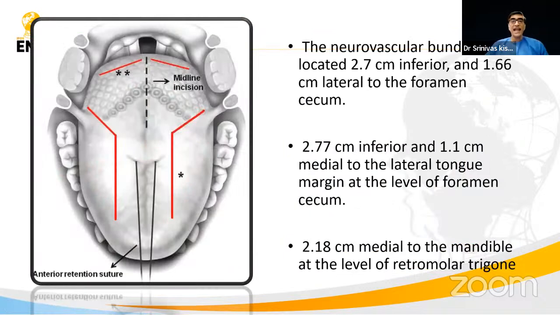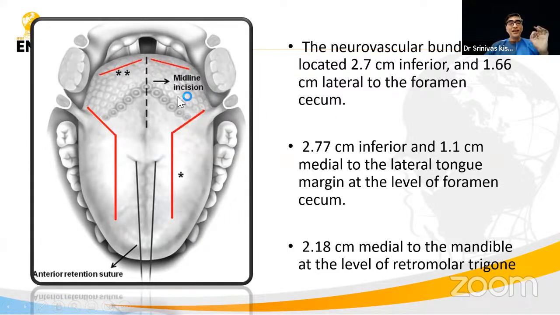When you tackle this kind of tongue base, the most important thing that we are scared of is the neurovascular bundle. But you don't have to be worried, because there are lots of dissections that were done. So the neurovascular bundle is located 2.7 centimeters inferior and lateral to the foramen cecum. Now, how do you know?